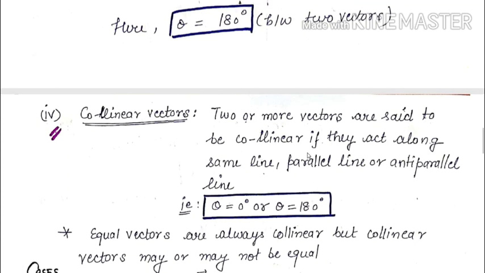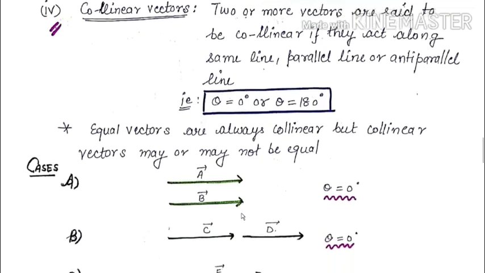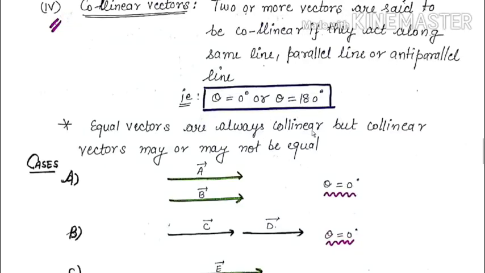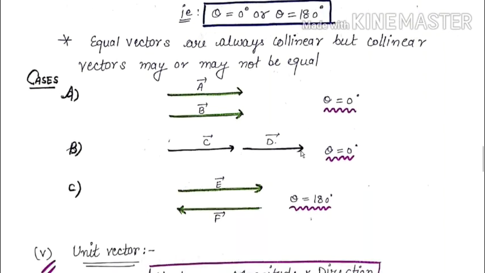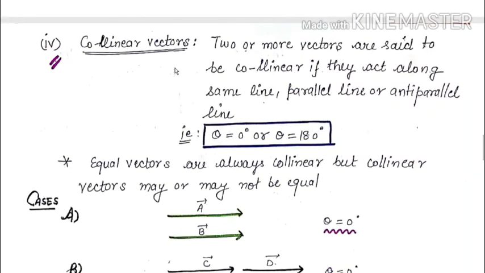Next is collinear vectors. Two or more vectors are said to be collinear if they act along the same line, a parallel line or an anti-parallel line. That means here theta would be 0 or 180 degrees. Two equal vectors are said to be collinear, but two collinear vectors may or may not be equal vectors, because collinear vectors may have 180 degrees, and having 180 degrees is not called equal vectors. First example: vectors A and B having theta 0. Vectors C and D in the same plane also have theta 0. Vectors E and F are in opposite directions, theta is equal to 180 degrees. These are the three cases mainly possible for collinear vectors.